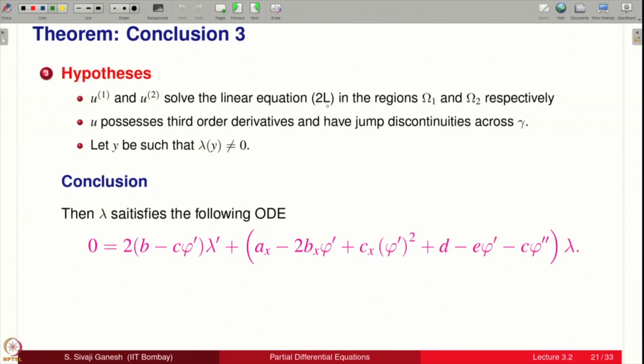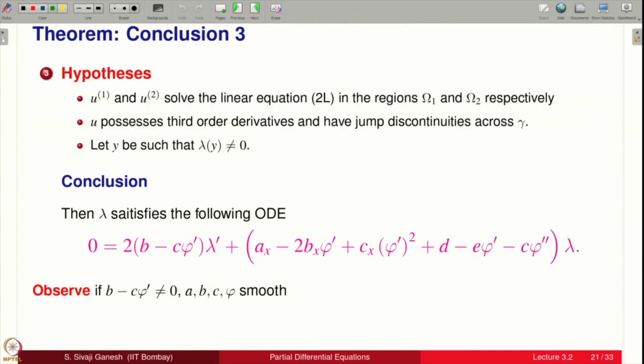So, this is a linear ODE with variable coefficients because they depend on y. Of course, if b minus c phi dash equal to 0, then this will be a singular ODE, otherwise it is a linear ODE. Okay.